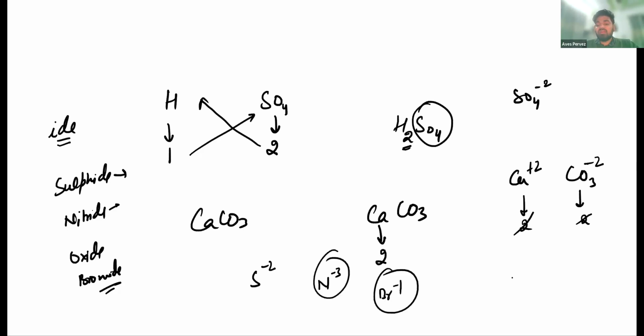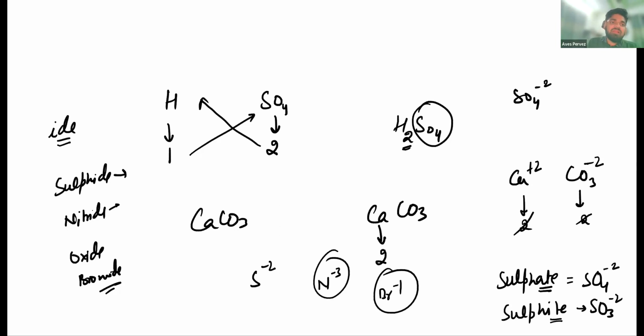Like sulfate, with ATE, it is a polyatomic ion: more than one element, SO4, meaning oxygen and sulfur are there. And whatever the formula of the ATE form, the ITE form has one oxygen less. For example, sulfate is SO4, sulfite is SO3, but the valency is the same.